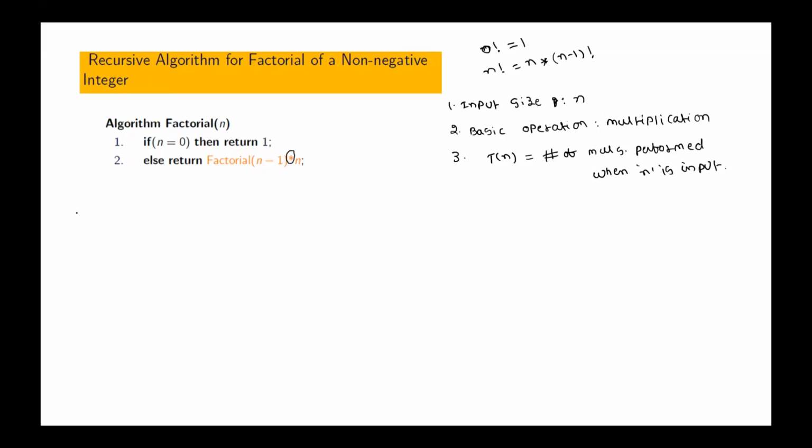If n equals 5, how many times is this operation performed? In order to calculate 5 factorial, it first calculates 5 into 4 factorial. To calculate 4 factorial, it calculates 3 factorial, then 2 factorial, then 1 factorial. Next, for 0 factorial, we directly get the answer as 1. Then it substitutes back. Now how many times is this multiplication operation performed?